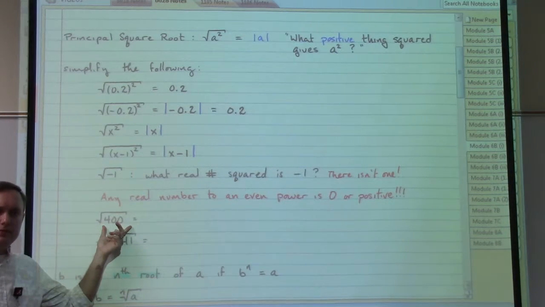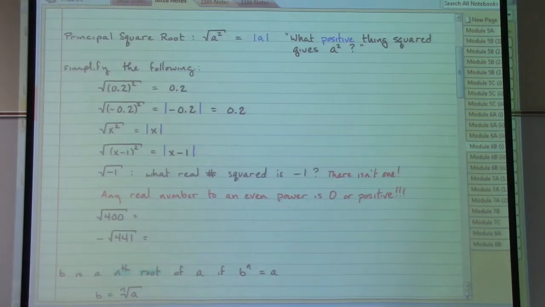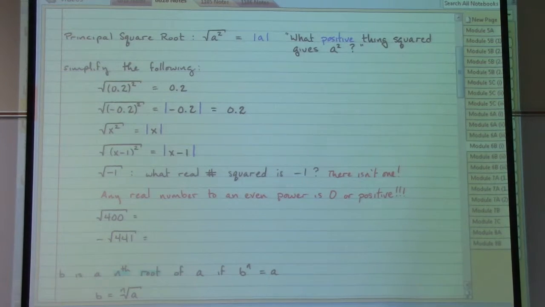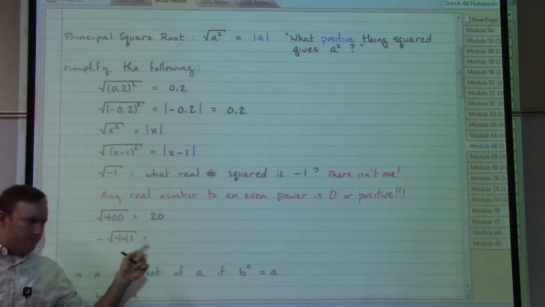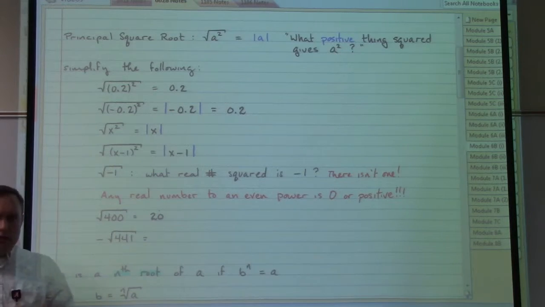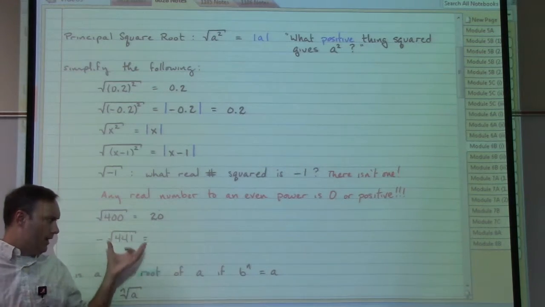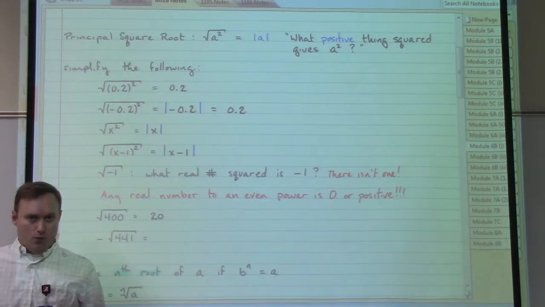What positive thing would we square in order to get a 400? Well, with the assistance of our calculator, or quite possibly because you automatically know that, we're looking at an answer of 20. In the next example here, looking just at the square root of 441, we're going to ask ourselves, what do we square? What positive thing do we square in order to get the 441?